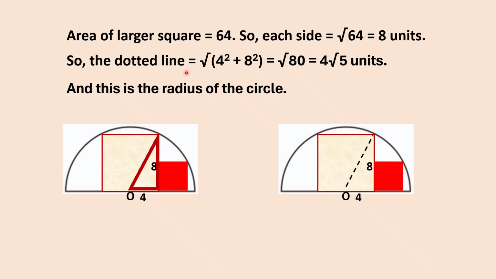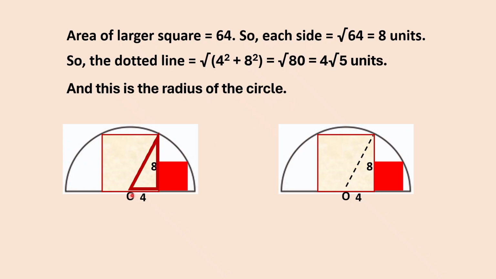So the dotted line, which is the hypotenuse, will be the square root of 4 square plus 8 square, that is 4 root 5 units, and that is the radius because it is joining the center of the semicircle to a point on the circumference. So the radius of the semicircle is 4 root 5 units.